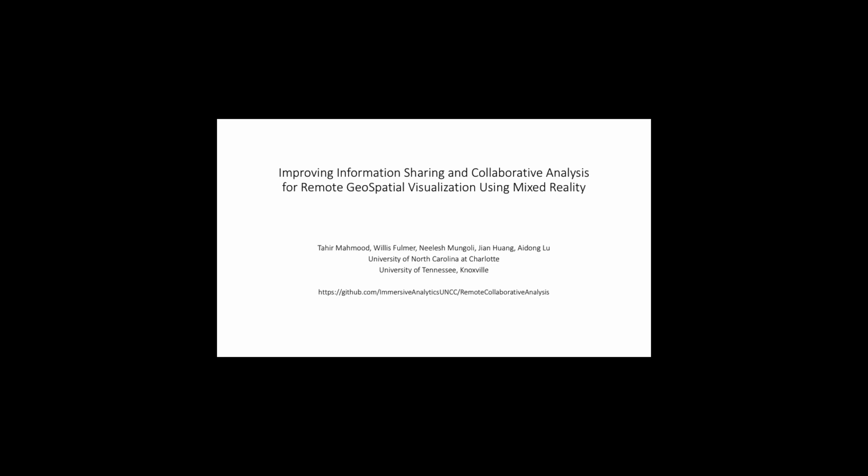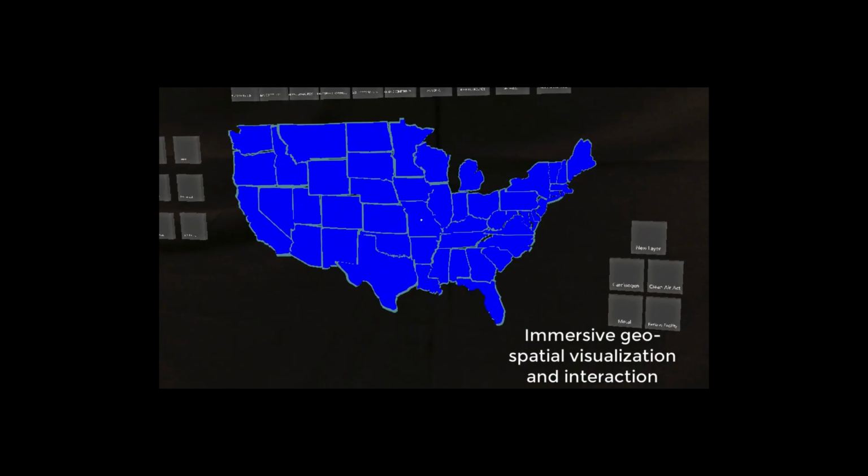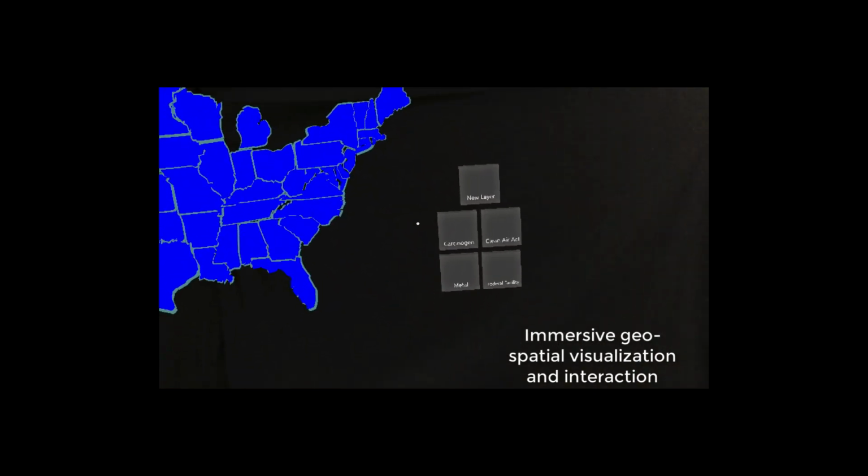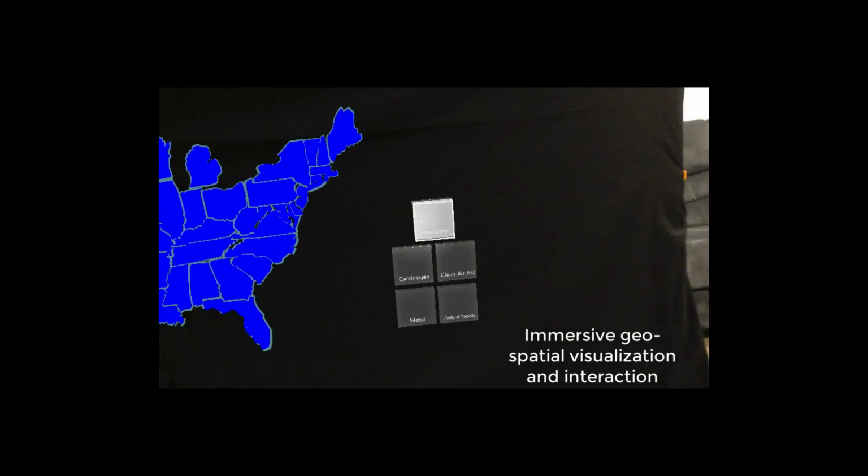We present our system for improving information sharing and collaborative analysis for remote geospatial visualization using mixed reality. Our system starts with a 3D US map component as the foundation of our immersive visualization. It serves to interactively select individual states for filtering data.